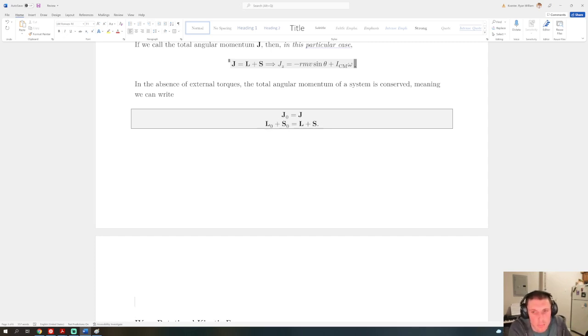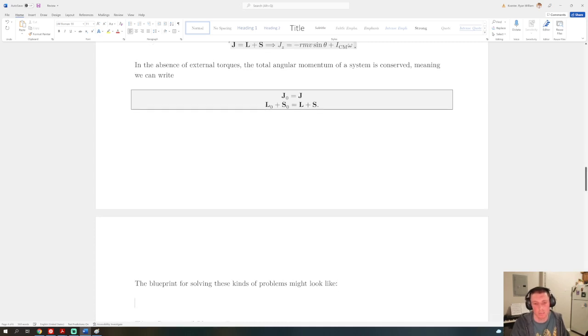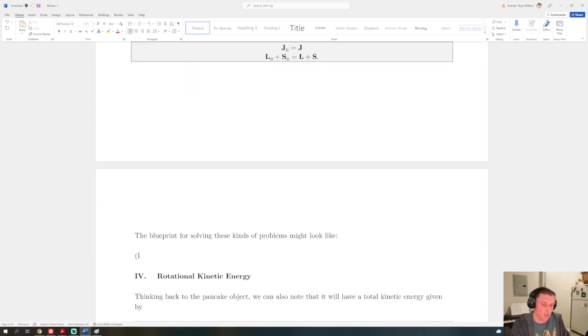And we can come up with an outline of how to approach a problem like this. The blueprint for solving these kinds of problems might look like this, and let's do it step by step. I'll be thinking about the quiz problem as I go through this procedure. First, ask yourself which objects are spinning about their own axes.